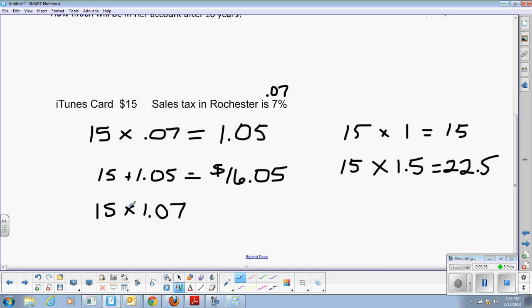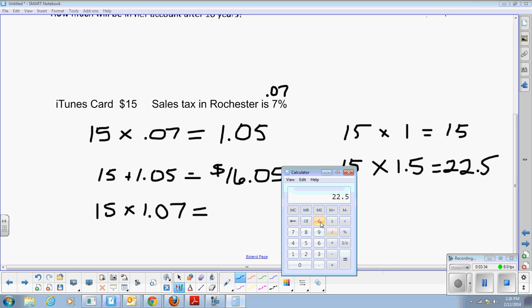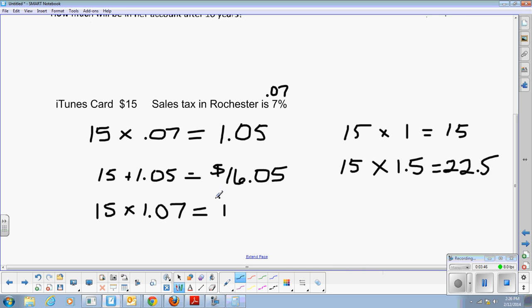So they'll take it times 1 for the 15, 0.07, that's your sales tax, and they'll put an equals. Now watch as I type this on the calculator. Clear it out. $15 times 1.07. I get 16.05, which is what we got here before, isn't it?